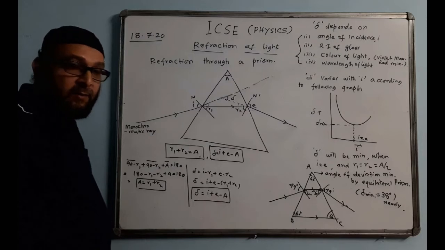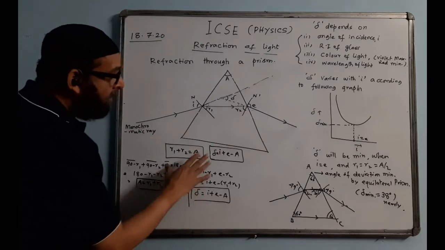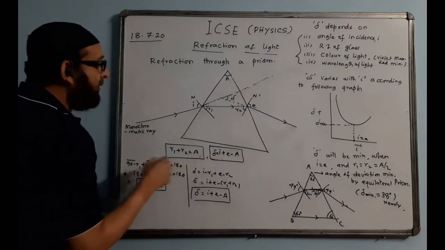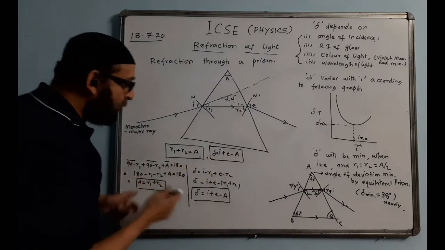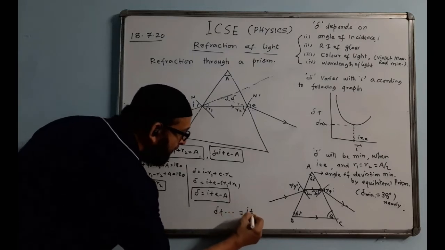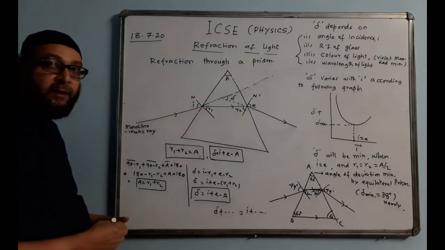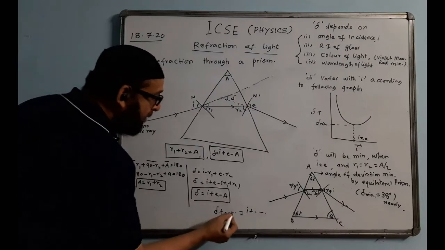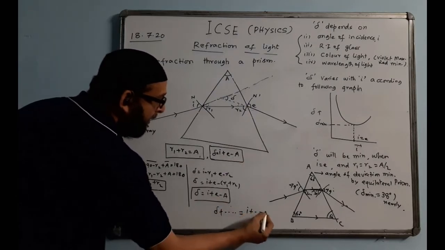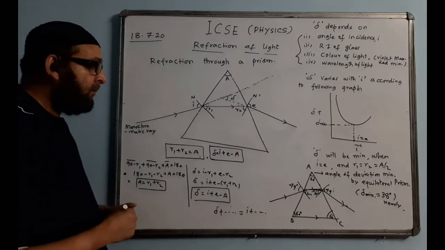In ICSE level, proving will not come, but they may ask you a fill in the blank type question. One year in ICSE they have given this question: delta plus dash is equal to I plus dash. What are you going to fill the blanks with? So here you will be writing A and here you will be writing E. So that way the question may come.